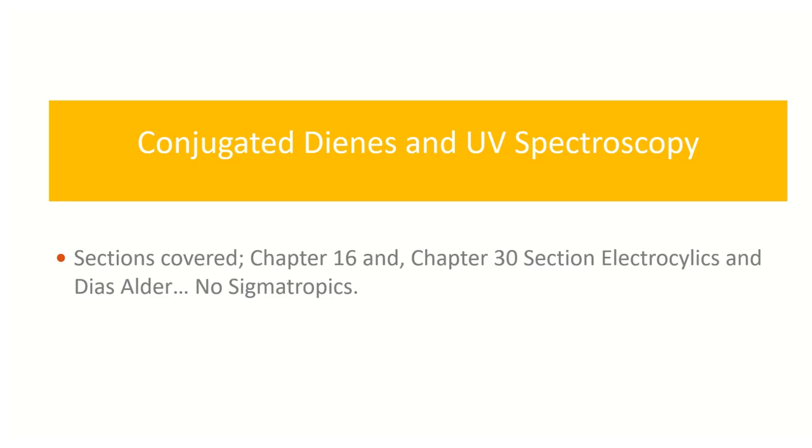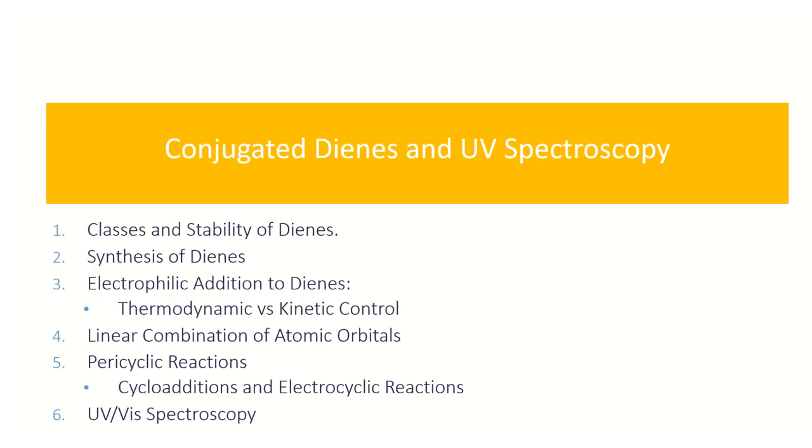So let's have a look. We have here the conjugated dienes. Now, the conjugated dienes are really a type of alkene. So really, it's like a super alkene chemistry. You should realize that we're looking at the classes and stability of these dienes. We're going to look at the synthesis. And of course, like alkenes, we will look at electrophilic addition to them.